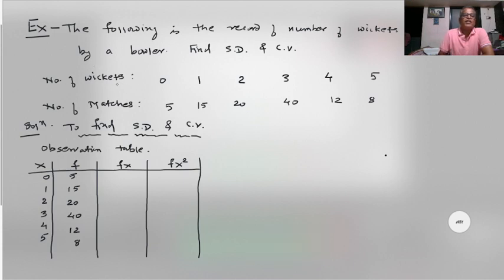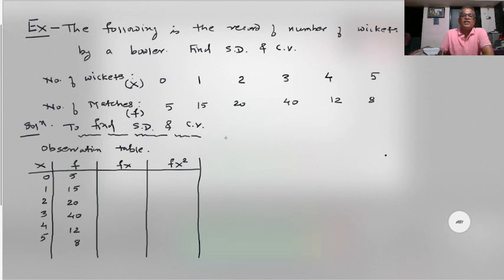So the number of wickets are 0, 1, 2, 3, 4, 5, and the number of matches are 5, 15, 20, 40, 12 and 8. So here in the notation form we write number of wickets as x, that is a variable, and number of matches as frequency f.